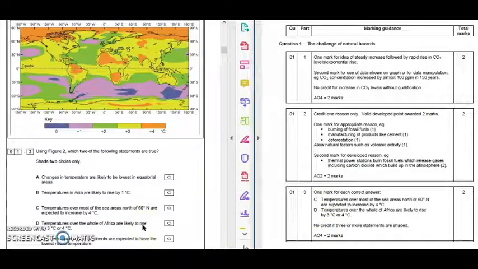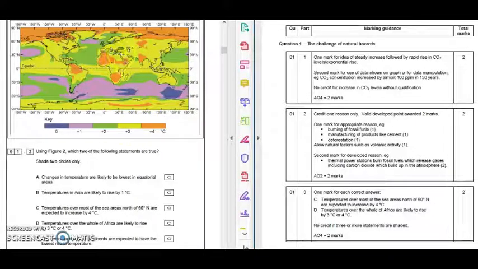So let's just double check. C, temperatures over most of the sea areas north of 60 degrees north are expected to increase by 4 degrees, which is the orange colour. So let's double check. 60 degrees north, you've got all of the sea here, all of the sea here is orange, which is a bit around us here in the northern part of the Atlantic, but most of it is orange, which is 4 degrees. And then D, temperatures over the whole of Africa are likely to rise by 3 or 4 degrees. So is Africa yellow and orange?